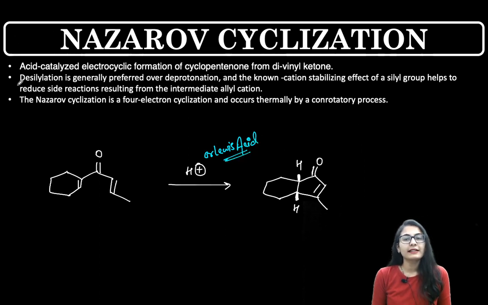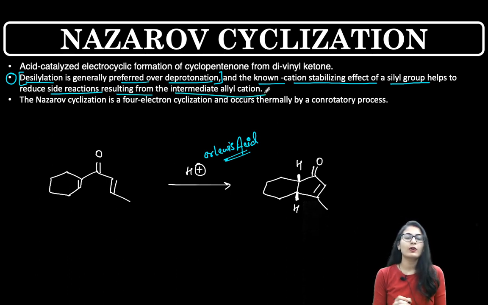Yes, so basically there are two more important points about this reaction that we are going to quickly discuss. Now, desilylation is generally preferred over deprotonation. We are going to consider this in the second example. So desilylation is generally preferred over deprotonation, and the known cation stabilizing effect of a silyl group helps to reduce side reactions resulting from the intermediate allyl cation. So what is this whole sentence that we are going to see in the example? I just want you to know for now that there is also a possibility of desilylation.